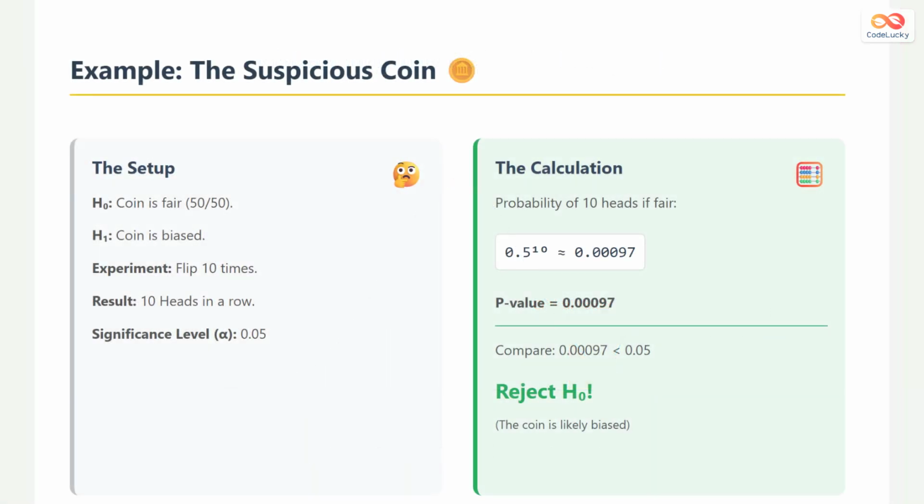Let's try a concrete example. Imagine you suspect a coin is tricked to land on heads. Your null hypothesis is that the coin is fair. You flip it 10 times, and it lands on heads all 10 times. The probability of a fair coin doing this is about 0.00097. This is your p-value. We compare this to our alpha of 0.05. Since 0.00097 is much smaller than 0.05, we reject the null hypothesis. It is safe to conclude the coin is biased.